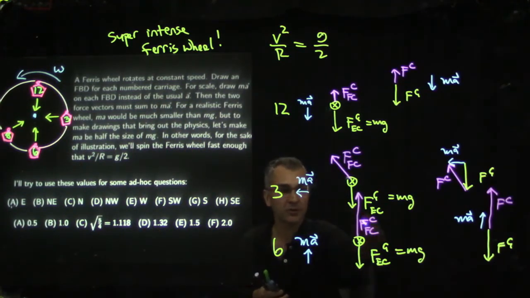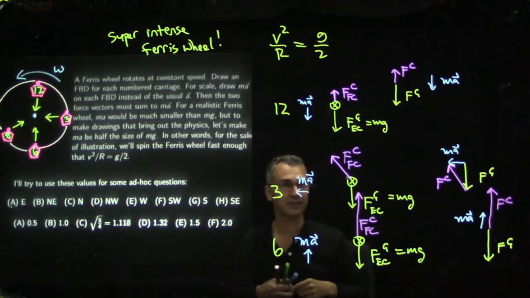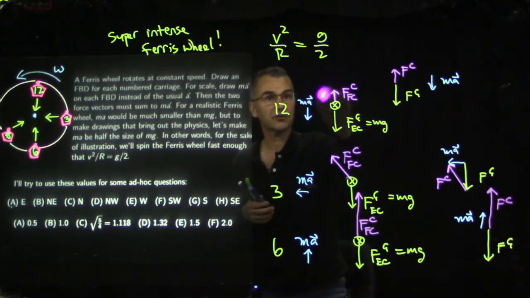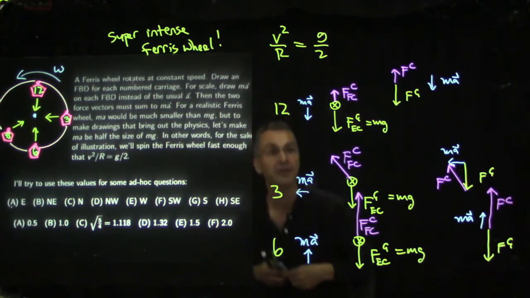That's because it wants to accelerate toward the center, and to do that it has to completely overcome gravity and then make it accelerate up in addition. Here it has to accelerate downward toward the center, so gravity is already doing more than enough of that job, but it has to undo a little bit of what gravity is doing.